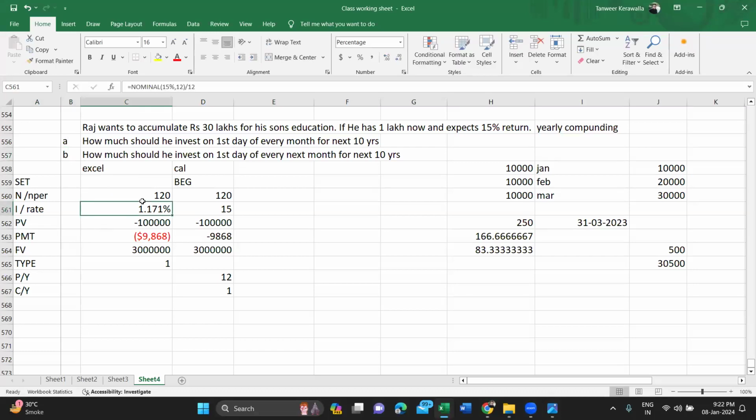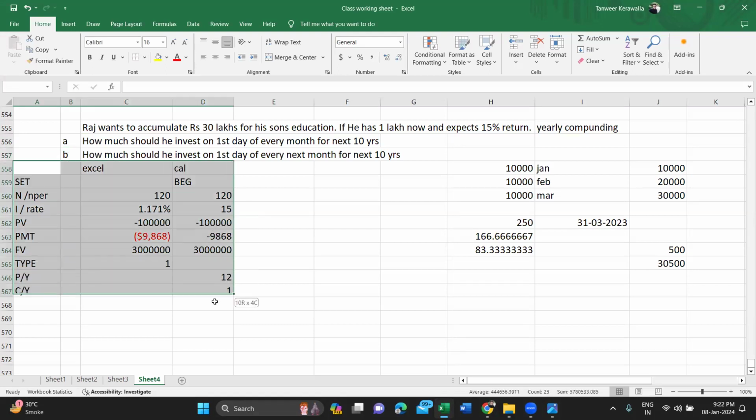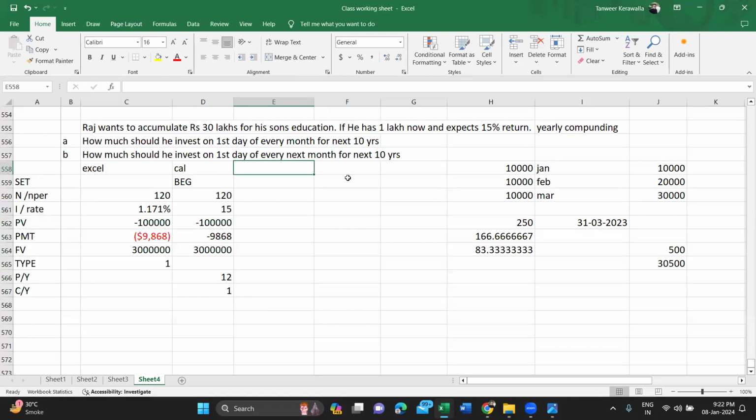Yes, this is A part, right? This is A part and this is B part. Same question, A part and B part. So A solution is this. This is your A solution, and B solution is right on the side only. So it's comparable, right? So A and B.